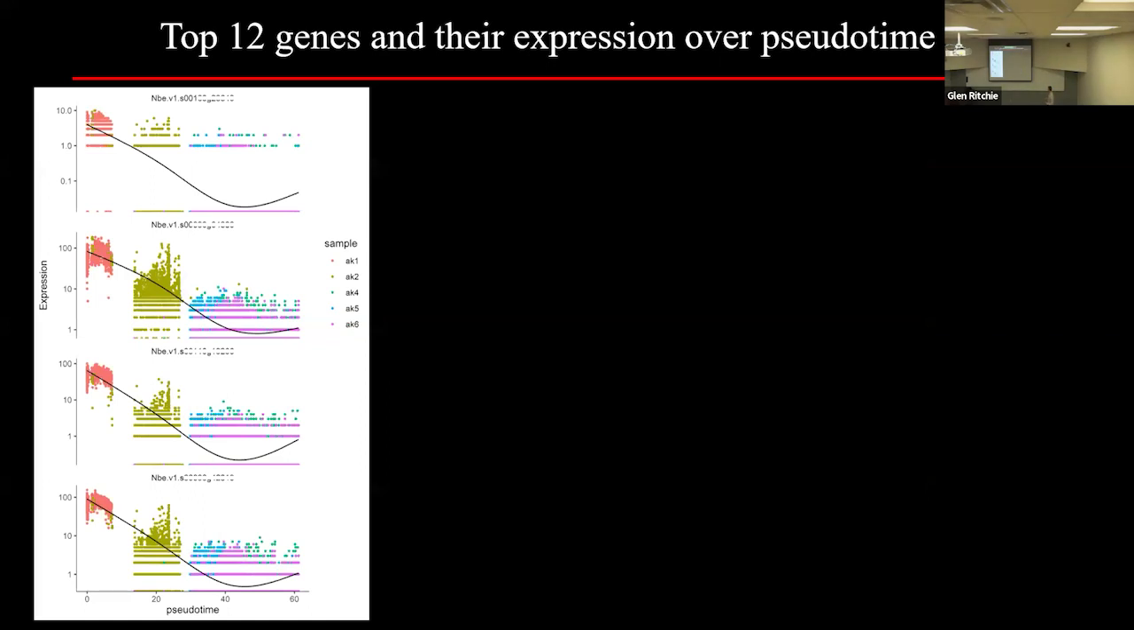I'm going to show you some of the genes that are uniquely expressed during this navigation. If you look at these 4 different genes here, this is sample number 1, AK1. The golden color is AK2, and these 3 samples are 4, 5, and 6 here.